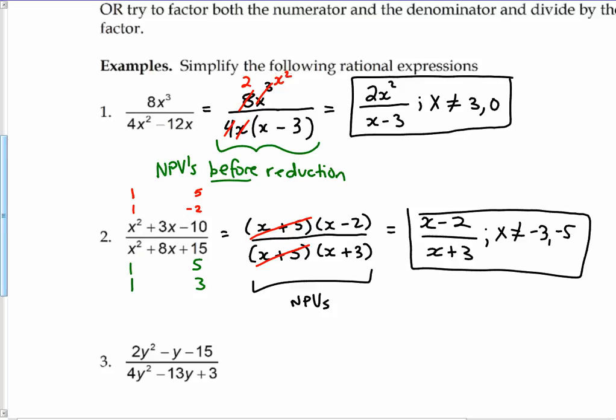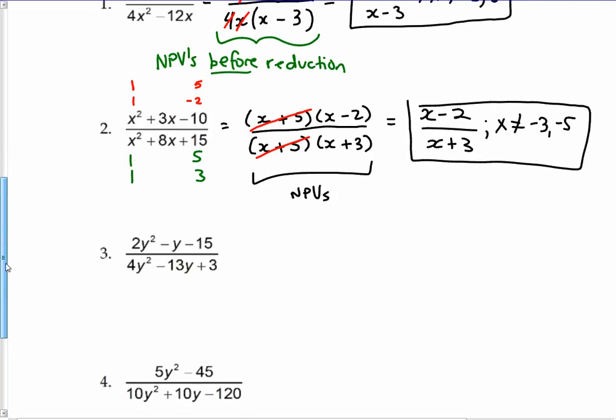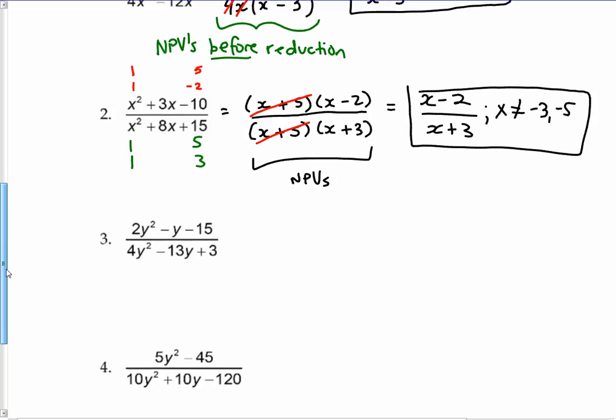So if I plugged in negative 5, even though the x plus 5's cancel, if I plug in negative 5 here, I get 25 minus 40 plus 15, which gives me 0. Oh, we only do it for the denominator, right? You can have a numerator of 0, you just can't have a denominator of 0.